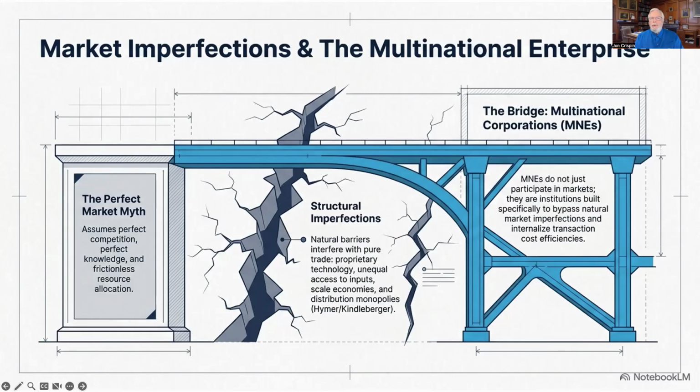So finally, the multinationals sort of bridge all of this. This is the environment where they have to excel, and they do. Many of them do. And this is where they do not just participate in markets. They are institutions built specifically to bypass natural market imperfection. They bridge that gap and internalize transaction cost efficiencies.